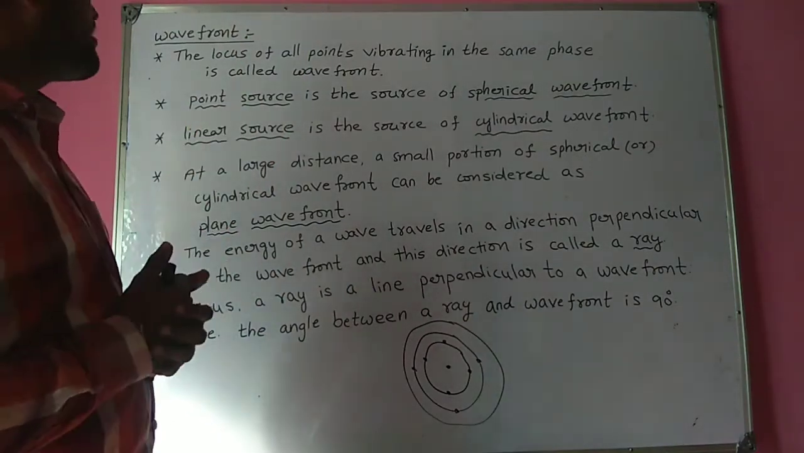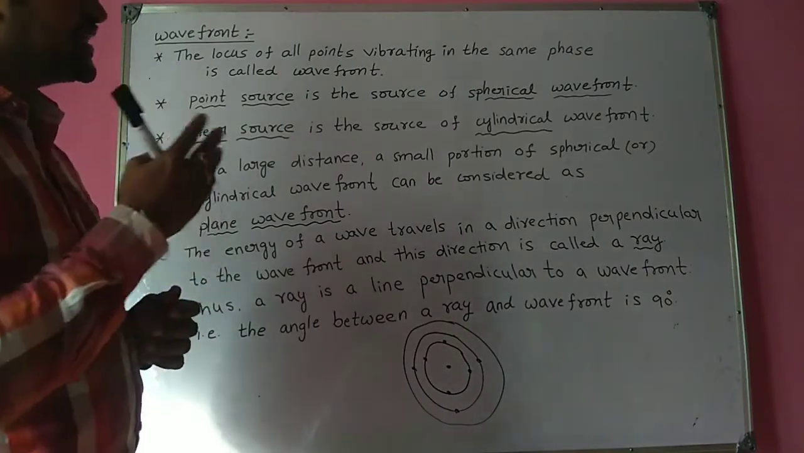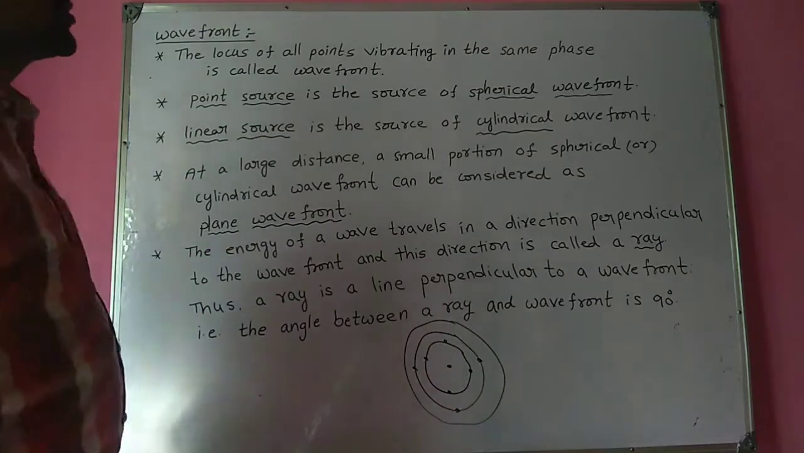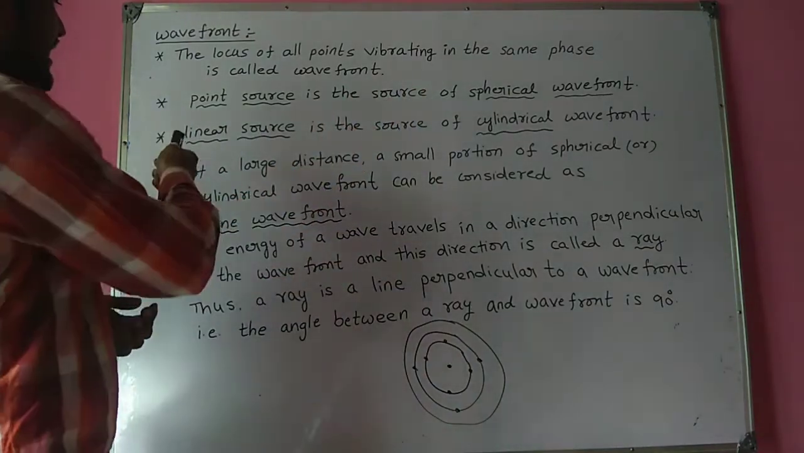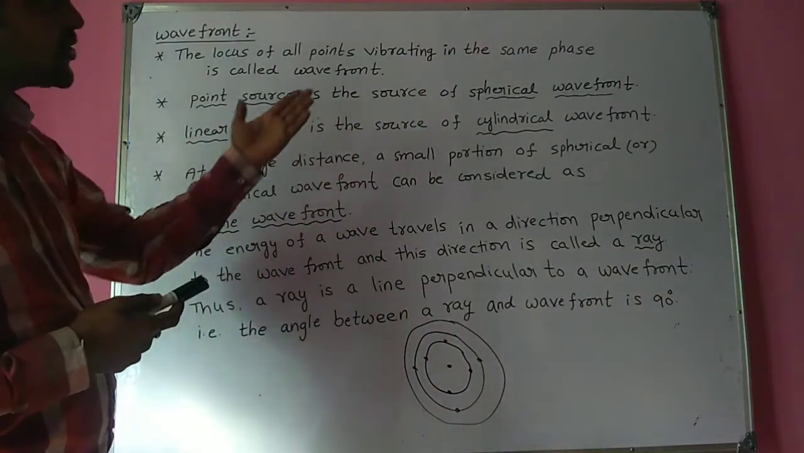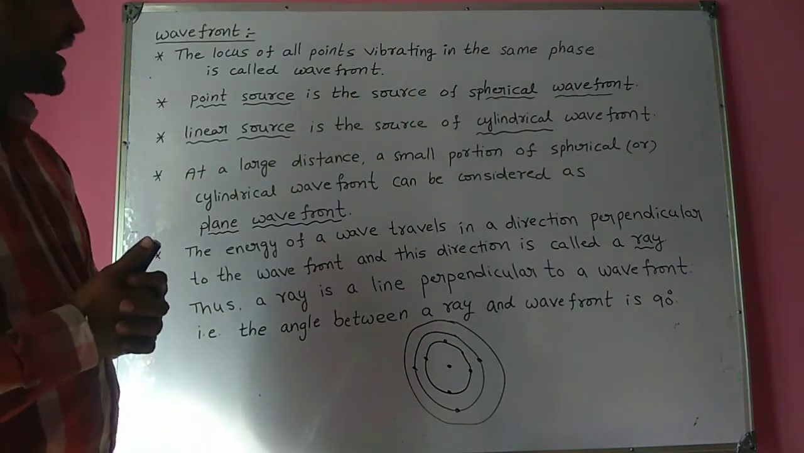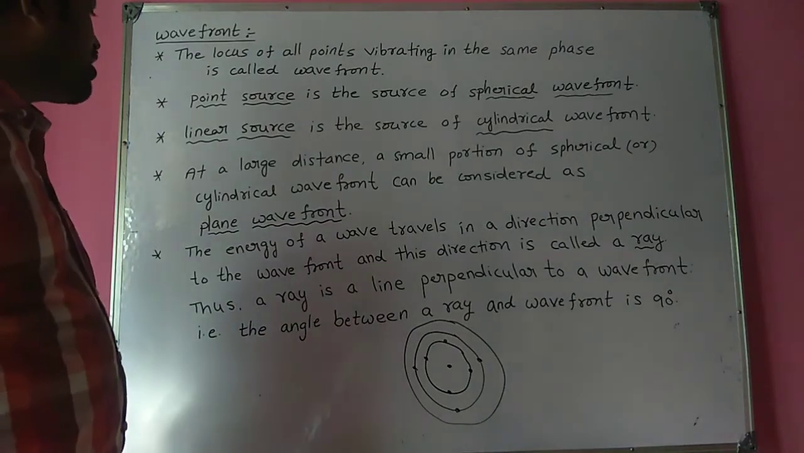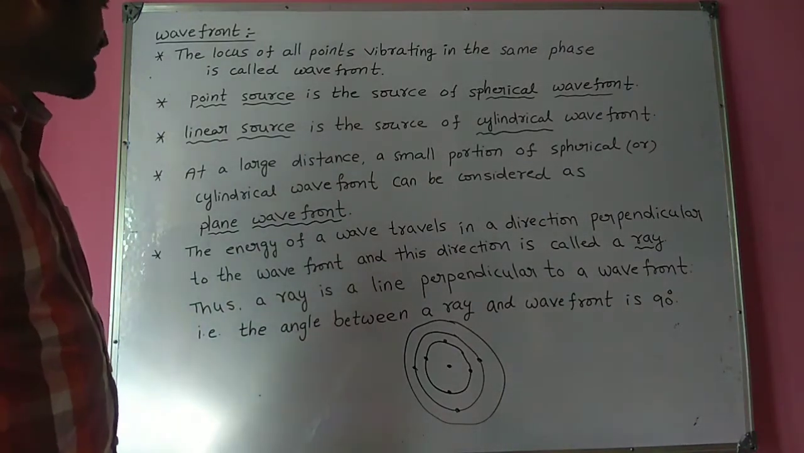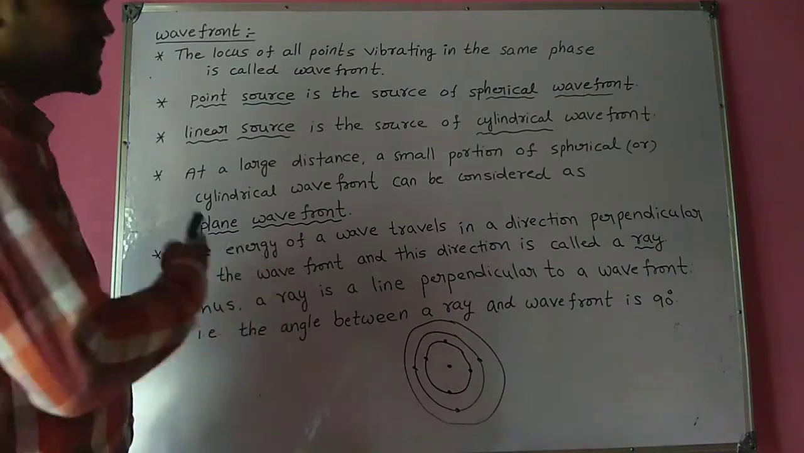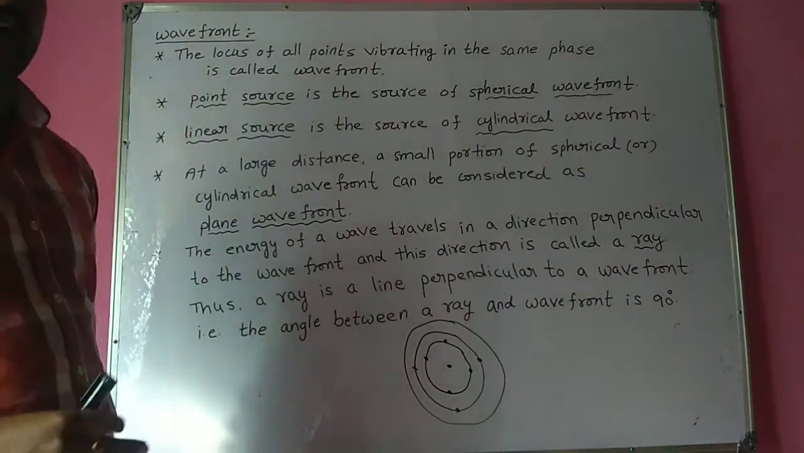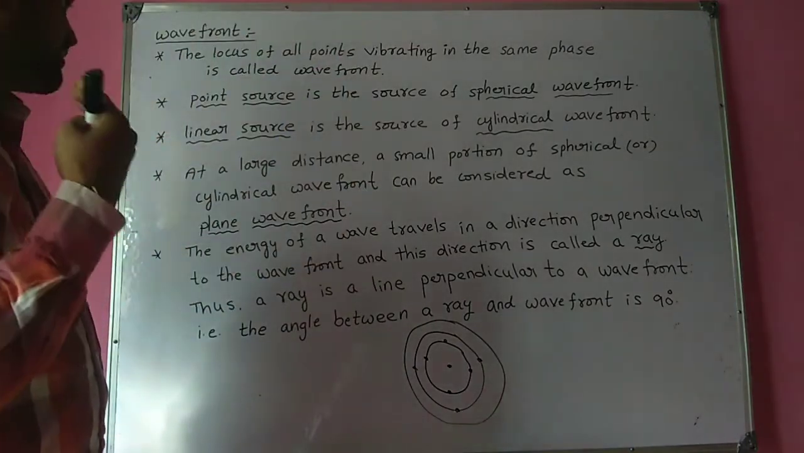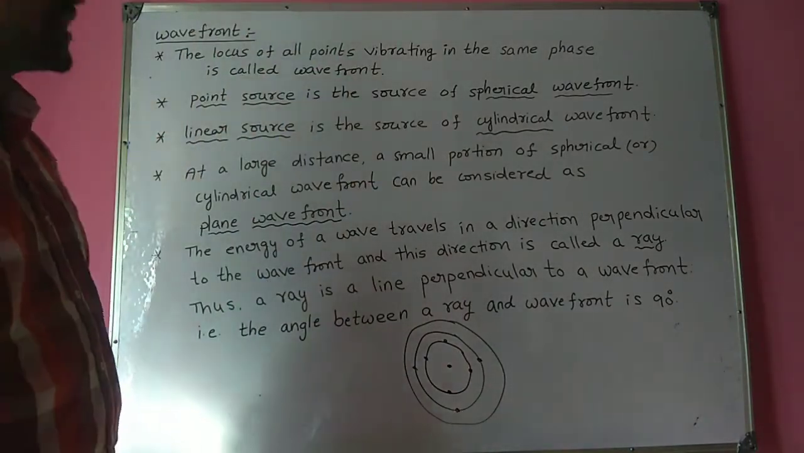There are different types of wavefronts: spherical wavefront, cylindrical wavefront and plane wavefront. A point source is the source of spherical wavefront and a linear source like a slit is the source of cylindrical wavefront, and at a large distance a small portion of spherical or cylindrical wavefront can be considered as a plane wavefront. Plane wavefront is not like spherical and cylindrical.